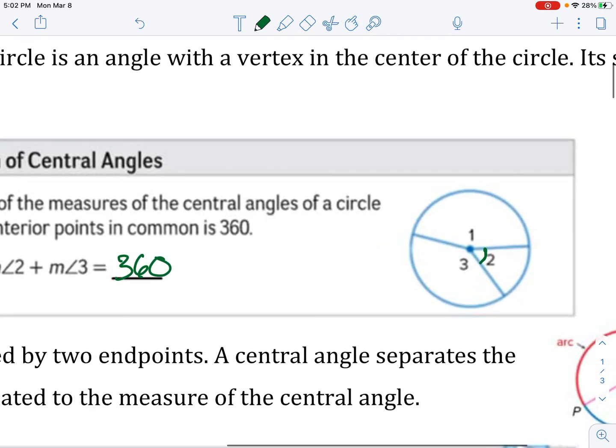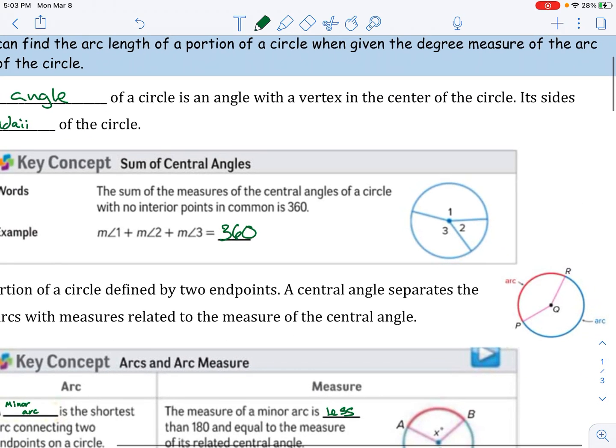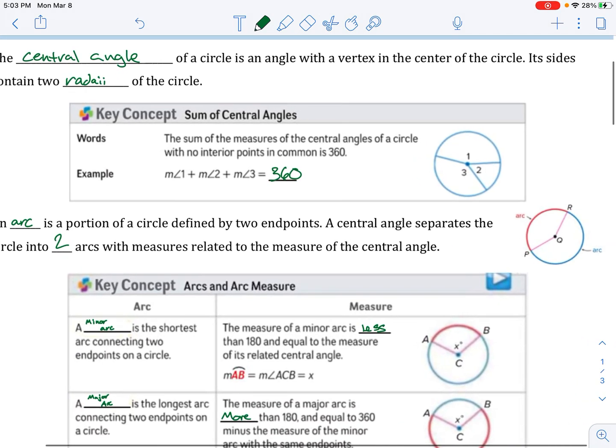All of my central angles, especially for this picture right here, but every single time you have central angles, they're all going to add up. Even if they're all different, they're all going to add up to 360 degrees, obviously, because a circle is 360 degrees all the way around. So we have measure of angle 1 plus measure of angle 2 plus measure of angle 3 equaling 360 degrees.